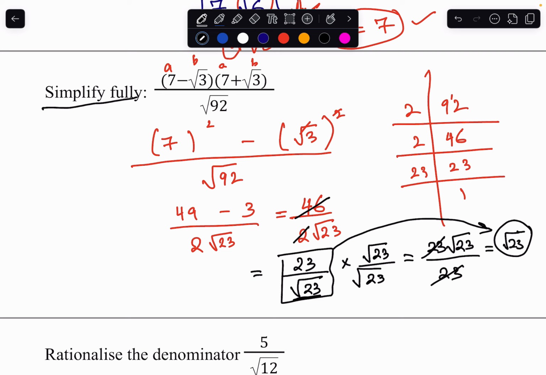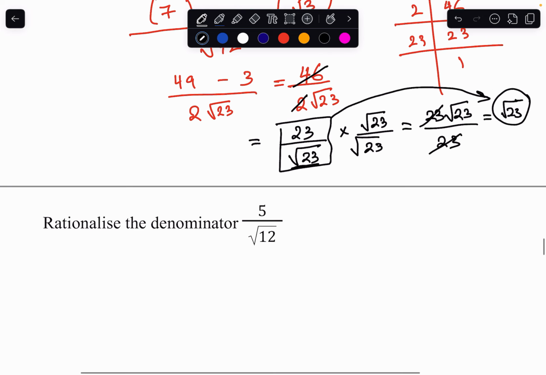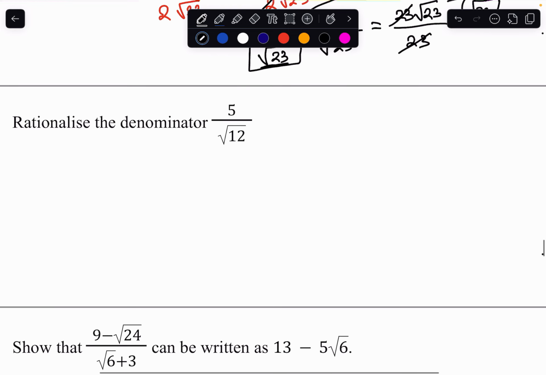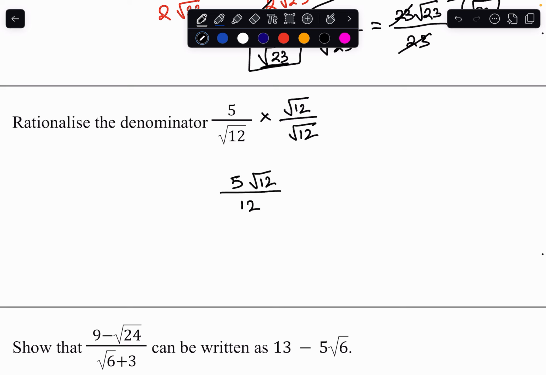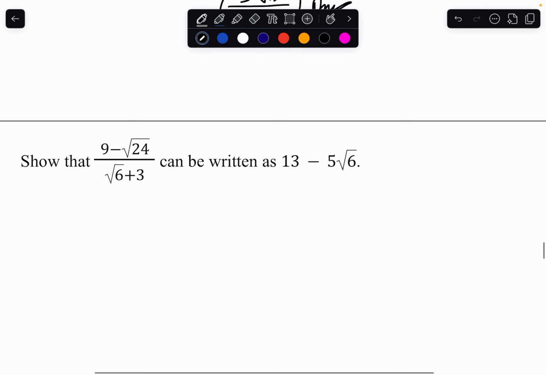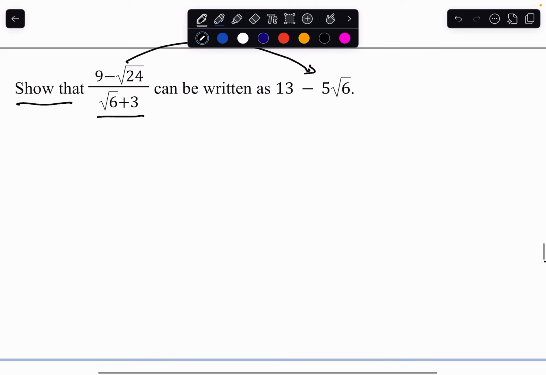Okay, next question. Rationalizing the denominator. Again, the same style of question, just multiply root 12 over root 12. Root 12 times root 12 is 12 and 5 root 12. That's your answer. They are saying that show that this can be written as this. Very easy. Multiply the conjugate.